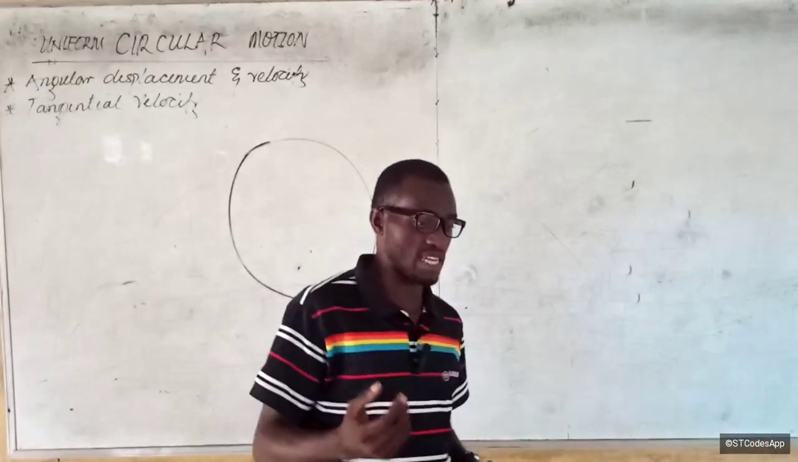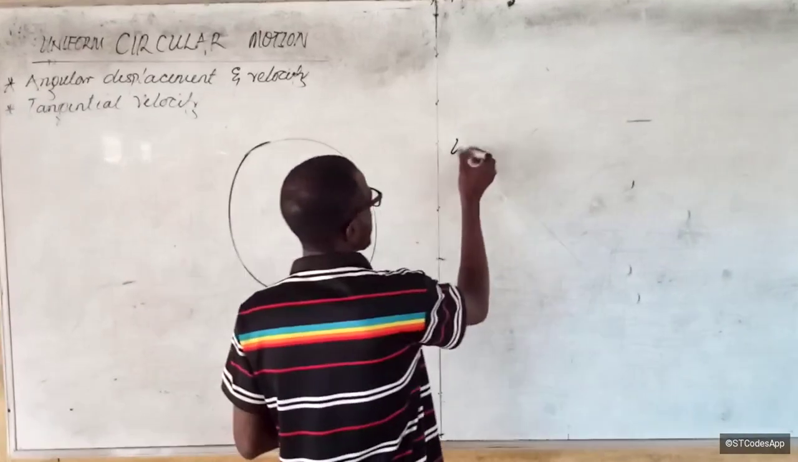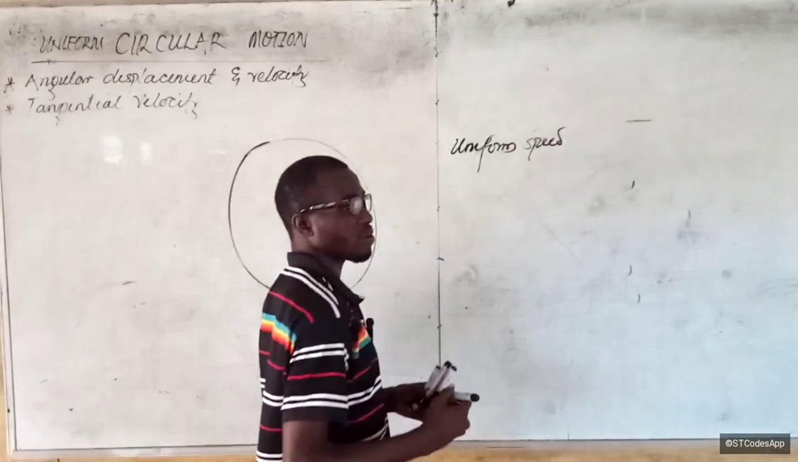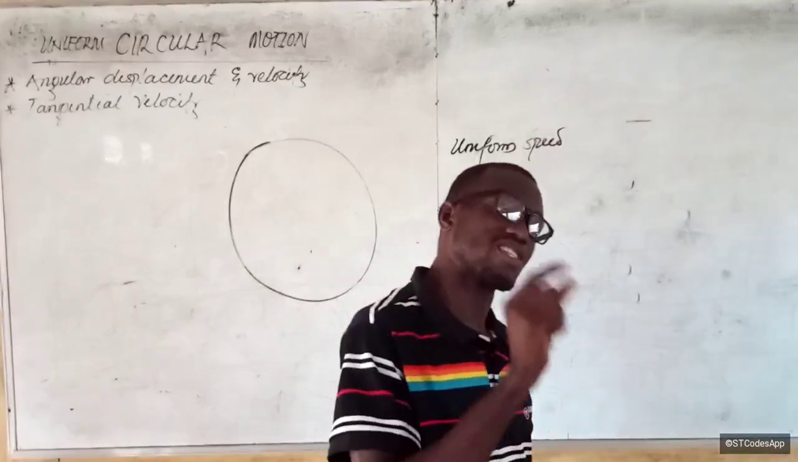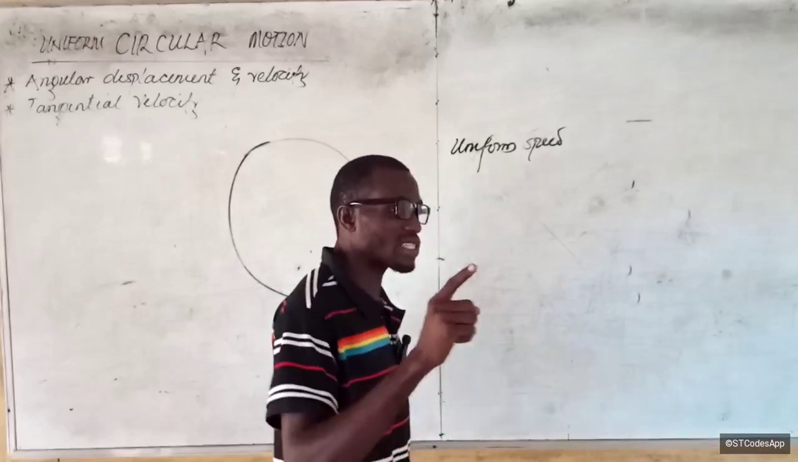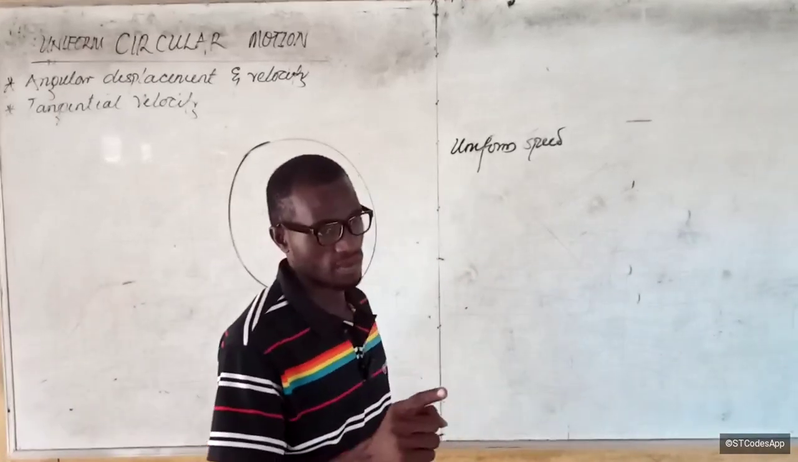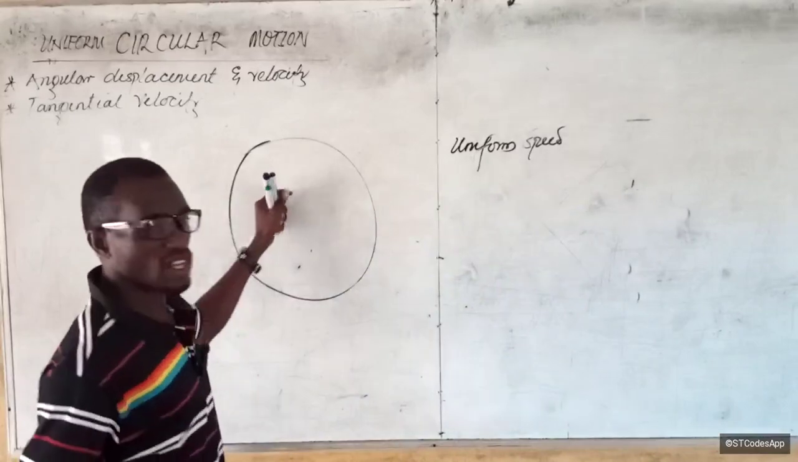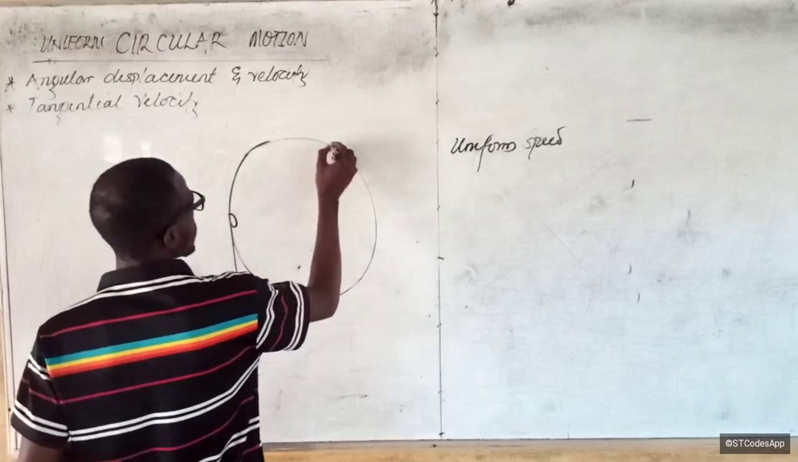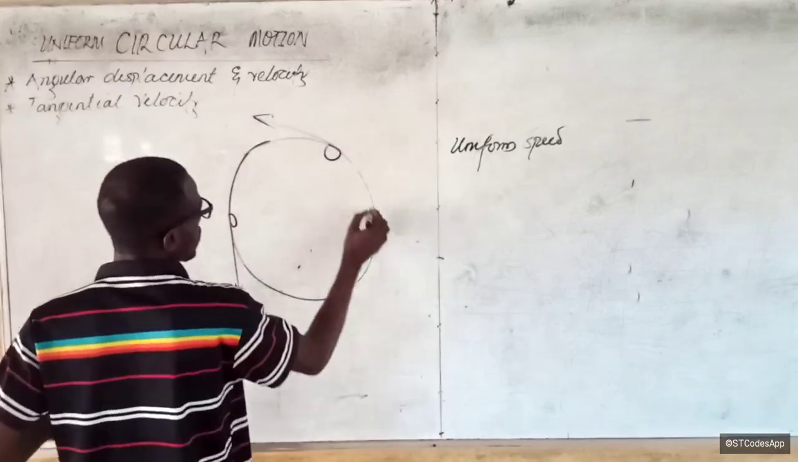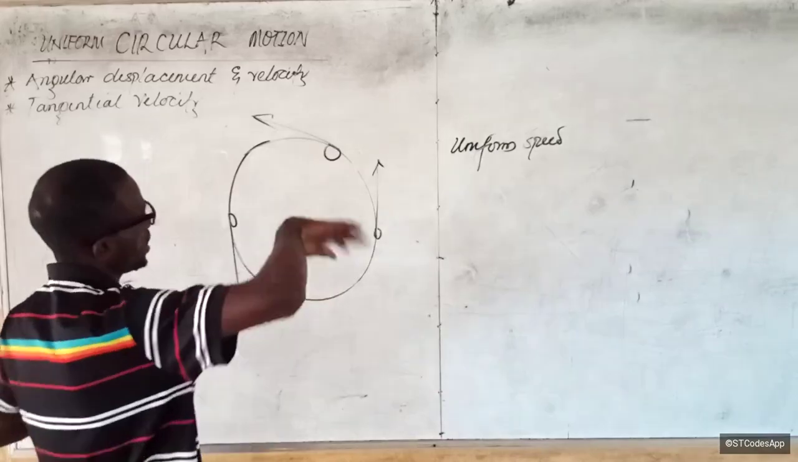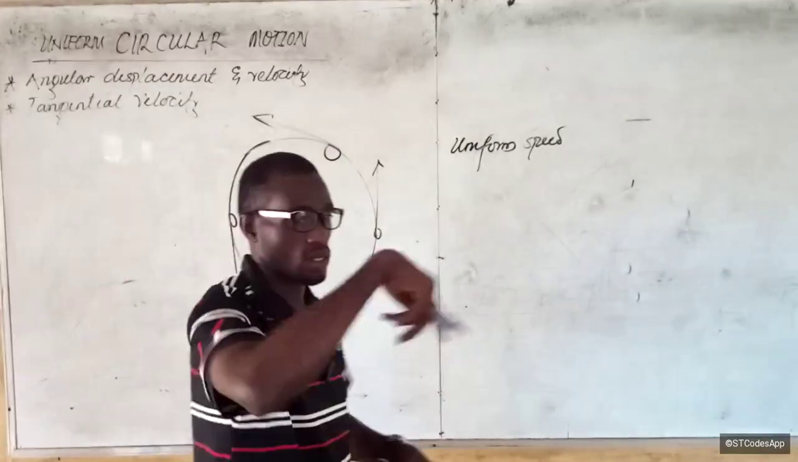The first thing is the fact that it has a uniform speed. Taking note of the fact that I said uniform speed, not uniform velocity. The magnitude of velocity is constant, but the direction of velocity is changing constantly. That is why the velocity is always acting tangentially to its path of motion, provided that this body is moving in the anti-clockwise direction.